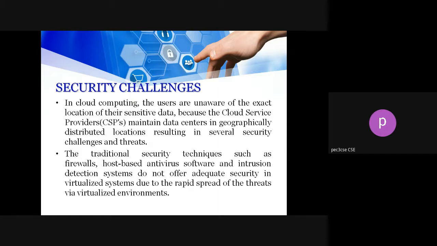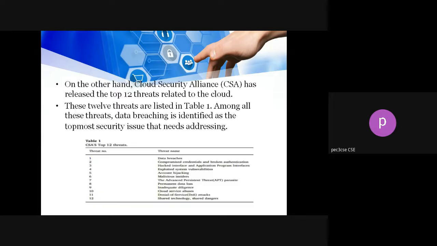We are not aware where our sensitive data is actually deployed, because the cloud service providers are geographically distributed and available in different locations. We are not aware where our data resides and which particular server it is responding from. Traditional security techniques such as firewalls, host-based antivirus software or intrusion detection systems are not adequate to the need of the hour. So security challenges are there in the cloud.